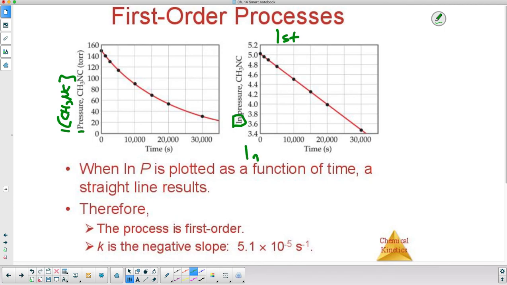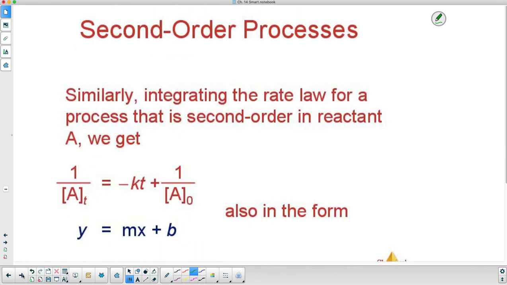The natural log of the pressure of this CH3NC versus time is straight, and that's how we know. Therefore the process is first order, and k is the negative slope of this right here. And they found that by using some points on the line to find k. Okay, that's 14.5, so I'm going to stop there.